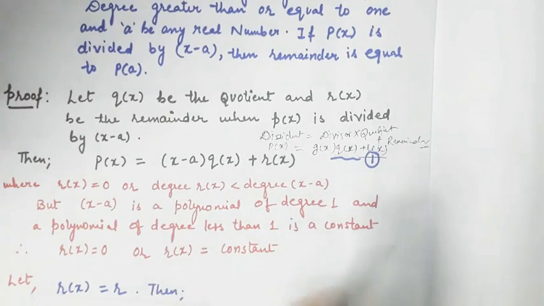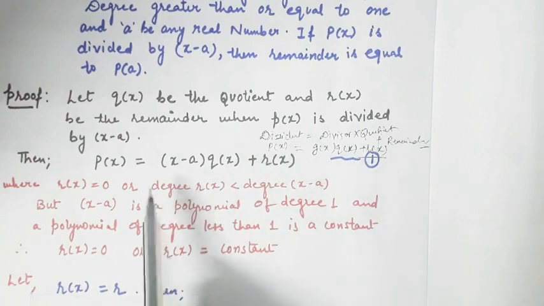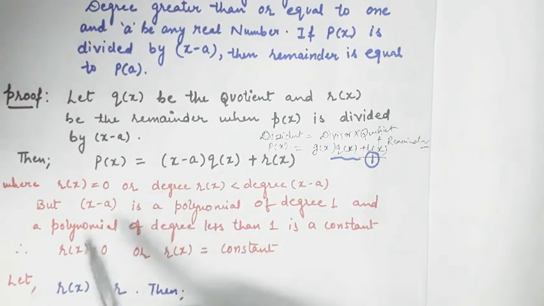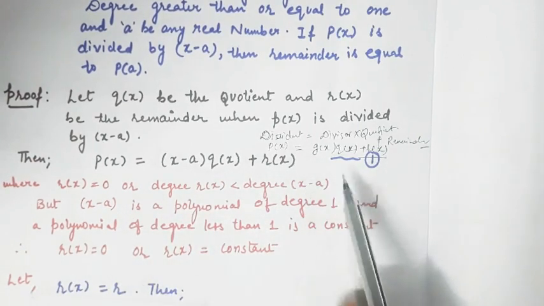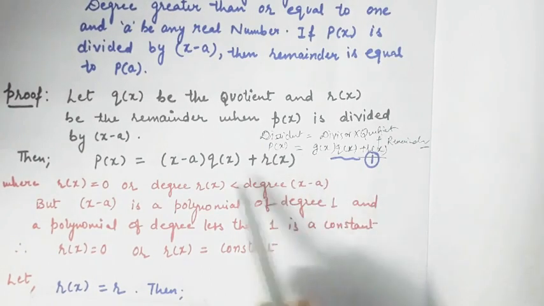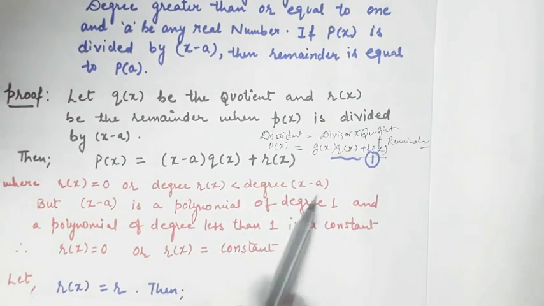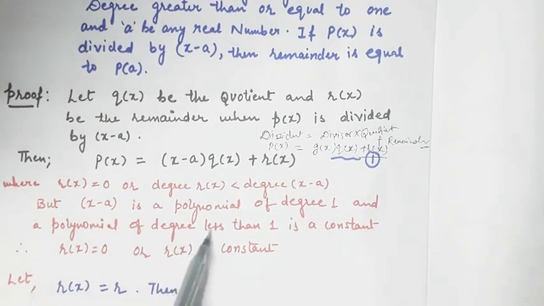I hope you all know that the remainder can be equal to 0, or the degree of the remainder will be less than the degree of the divisor. Here the divisor is x minus a. But x minus a is a polynomial of degree 1, and a polynomial of degree less than 1 is a constant. Therefore, r(x) is equal to 0 or r(x) is equal to a constant.